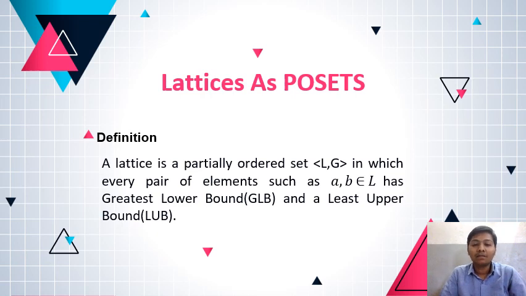A lattice is a partially ordered set L, less than or equal to, in which every pair of elements A, B belonging to L has a greatest lower bound and a least upper bound. That is, if every pair of elements in that poset has a greatest lower bound and a least upper bound, then that figure can be considered as a lattice.